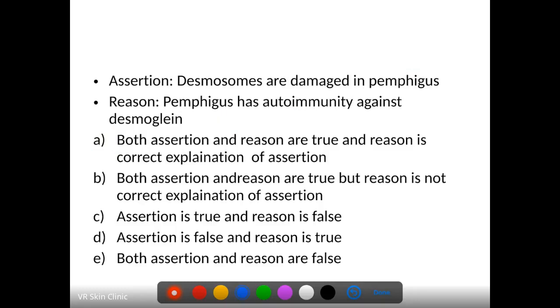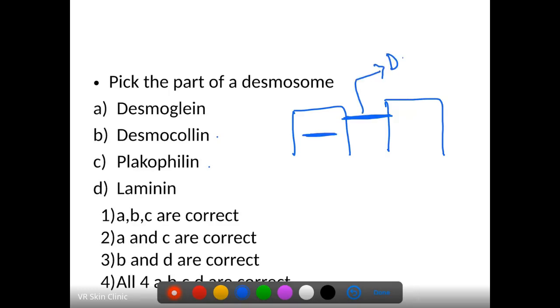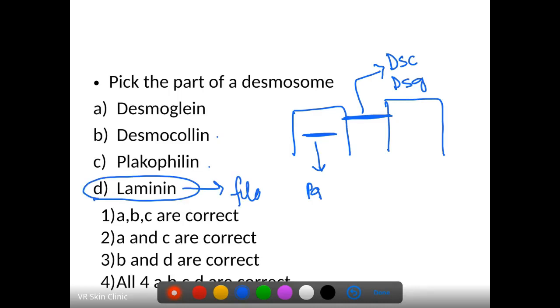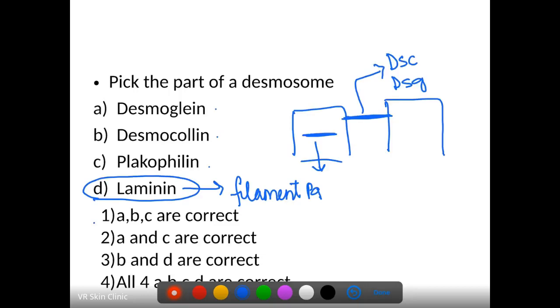So pick the part of a desmosome. Desmoglein, desmocollin, plakophilin. I will revise this for you. These are keratinocytes. Desmosome has two parts, intercellular and intracellular. The intercellular part has two things, desmocollin and desmoglein. And the intracellular part has plakophilin and plakoglobin. So what is not part of a desmosome? Laminin, because it is a part of anchoring filament and not desmosome. So what is the right answer here? A, B, C are correct. This is the right answer.